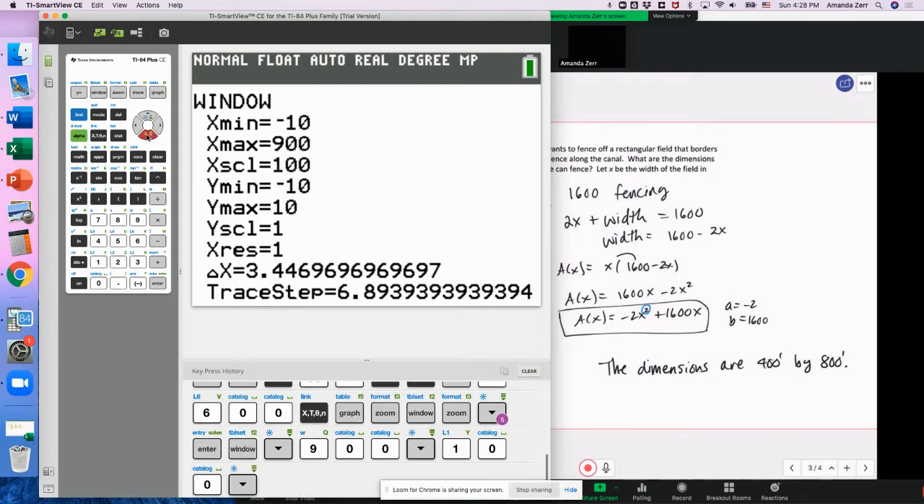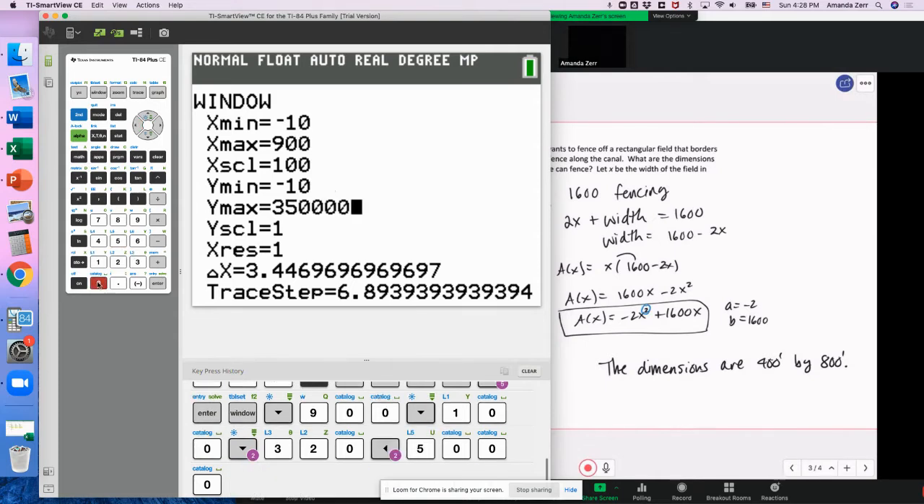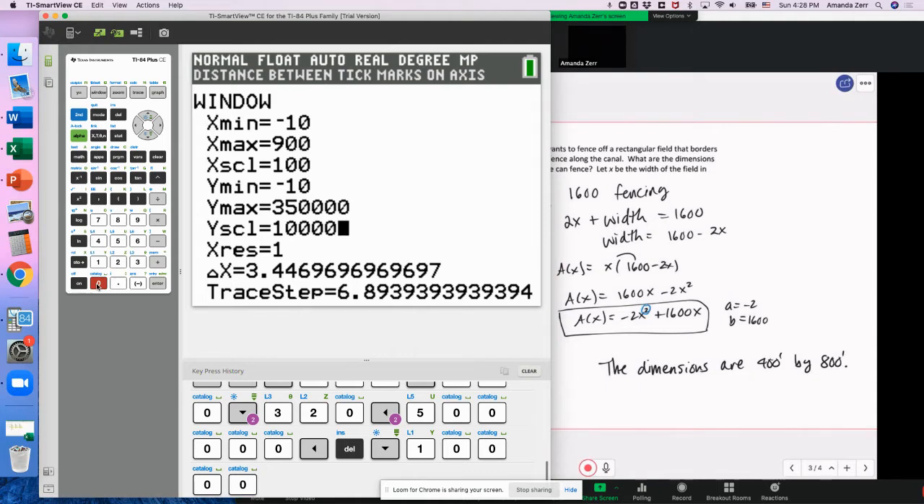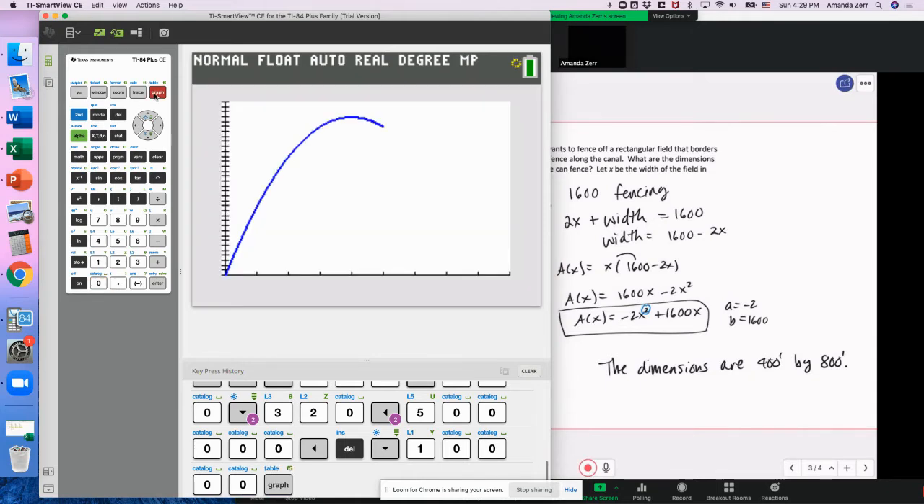And then we know we're going all the way up to 320,000, but let's go a little bit above that. So maybe 350,000. Oh, I think I have an extra 0. All right, and then that's counting by a lot. So let's just count by maybe thousands or even by 10,000s. Okay, and then we can graph.